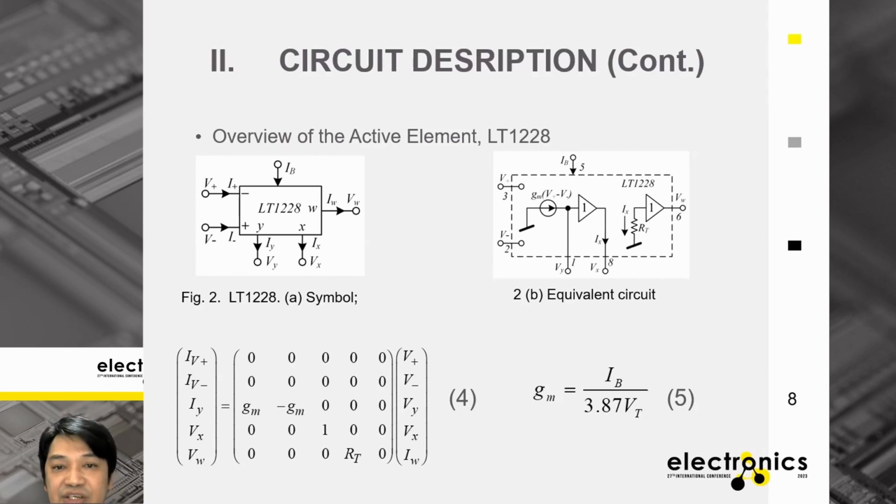The electrical relation between the input and output terminals of the LT1228 is shown in matrix form as equation number 4. As shown in figure number 2b, the transconductance is adjustable by the DC bias current that we call the IB at pin 5. The relation between gm, IB and thermal voltage can be derived using equation number 5.